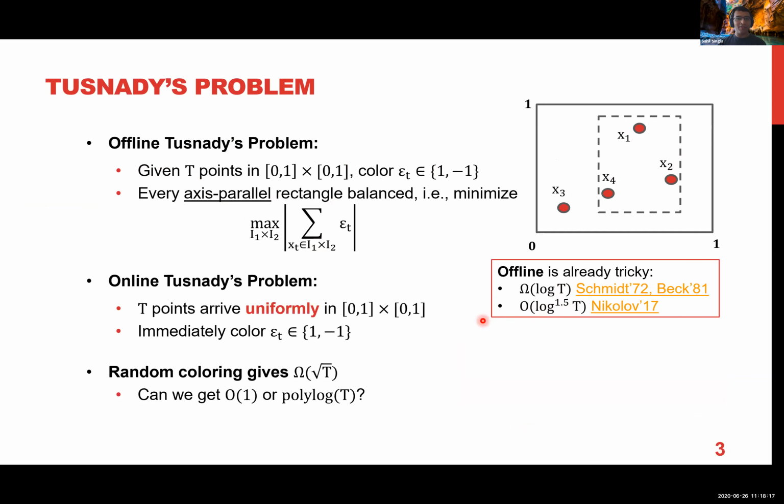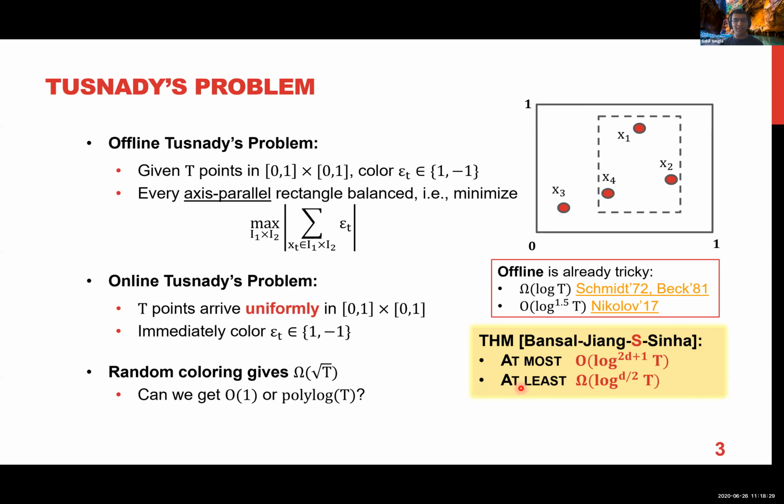But the focus of this talk is the online variant of this problem. What if these points are being sampled uniformly in this square? As soon as they land, you have to color them. Again, random coloring is bad. The question is, can we do much better, polylogs? And yes, we do obtain this result. In d dimensions, we get log to the 2d plus 1. So for d equals 2, you get log to the 5. And again, the results are tight up to polynomial factors.